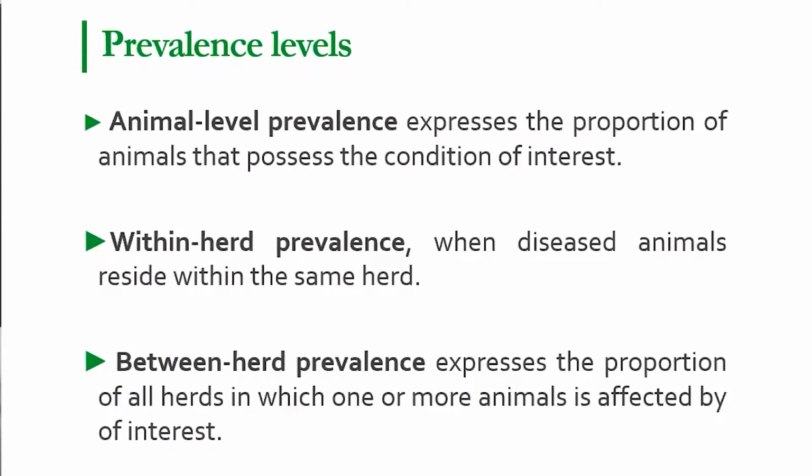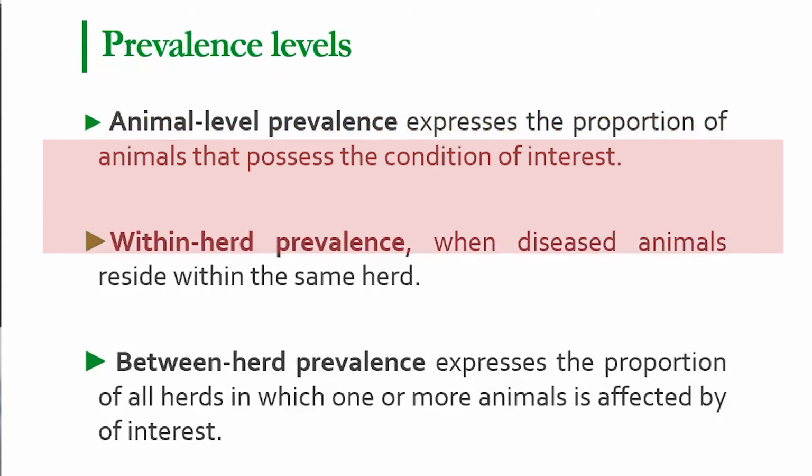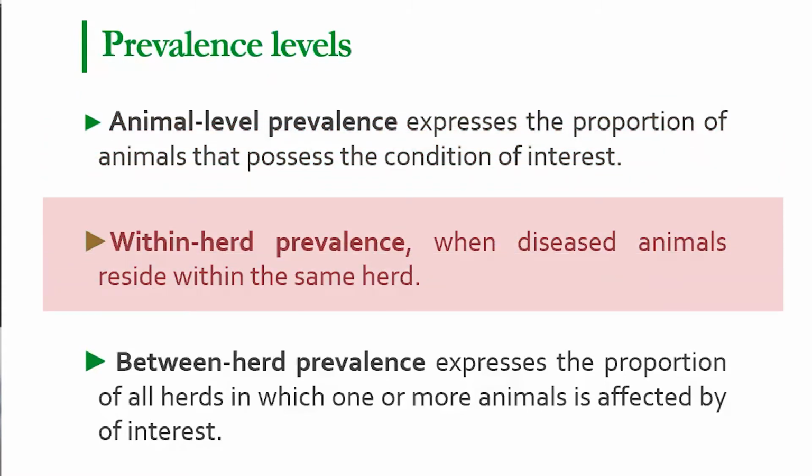For practical purposes in veterinary epidemiology, we have different levels of prevalence. We have animal level prevalence, which expresses the proportion of animals that possess the disease of interest. However, since animals are aggregated in herds, or farms, or villages, depending on the level of aggregation we would have different prevalence levels, let's say within herd prevalence, when all the infected animals are in the same herd or in the same farm or in the same village.